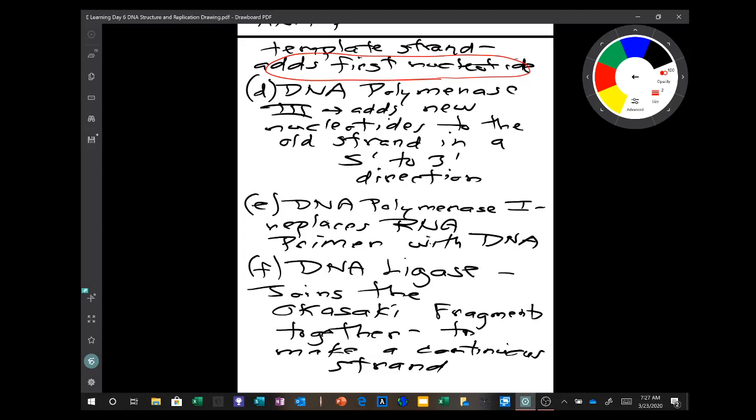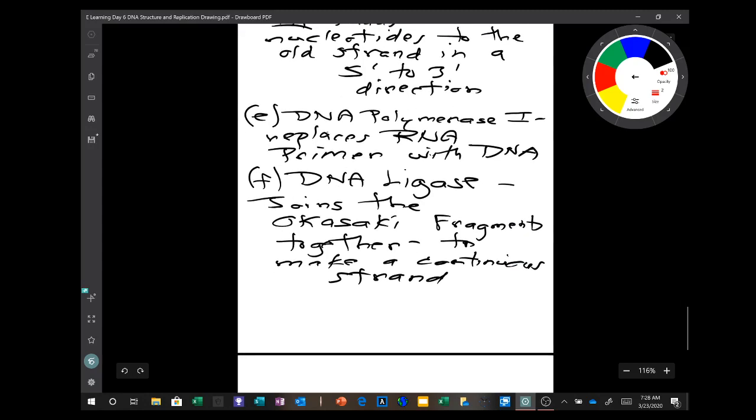And then there's something called DNA polymerase 1, which will replace the RNA primer with DNA. So that's sort of like a cleaning up enzyme, if you will, that takes care of the RNA primer that was made before. And then there's one last enzyme that I want to share with you, which is called DNA ligase. This joins what we call Okazaki fragments, kind of a cool name, together. So it makes a continuous strand.